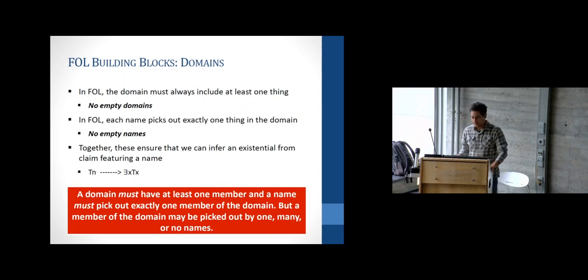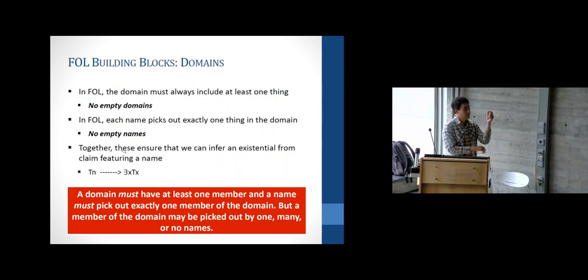There are a few restrictions on domains. The domain must always include at least one thing, so we don't have empty domains for now. And each name picks exactly one thing in the domain. So this is another way to say what I said before. And together with these two things, we can jump from a statement like Nathan is a terminator to the conclusion there is something which is the terminator, right? And we want to be able to make these connections.